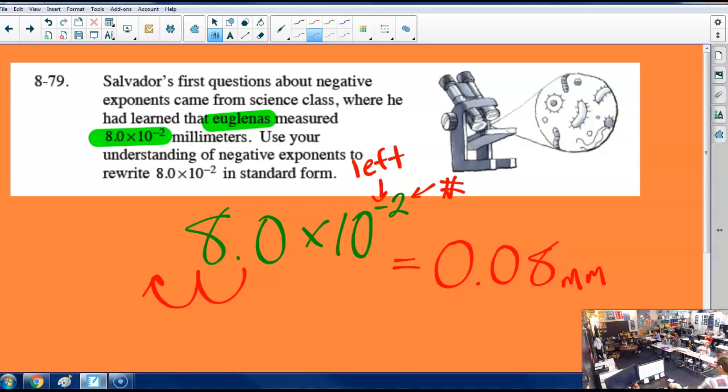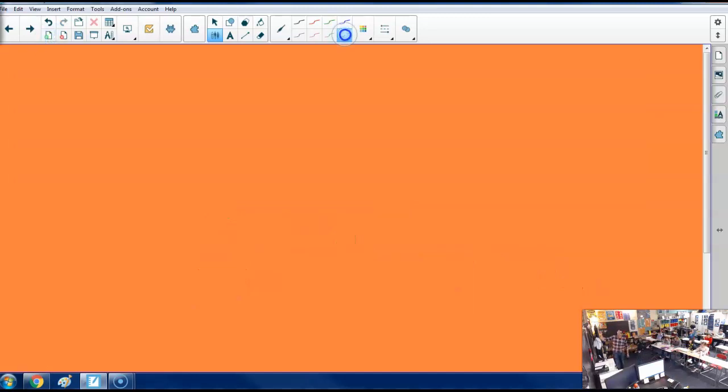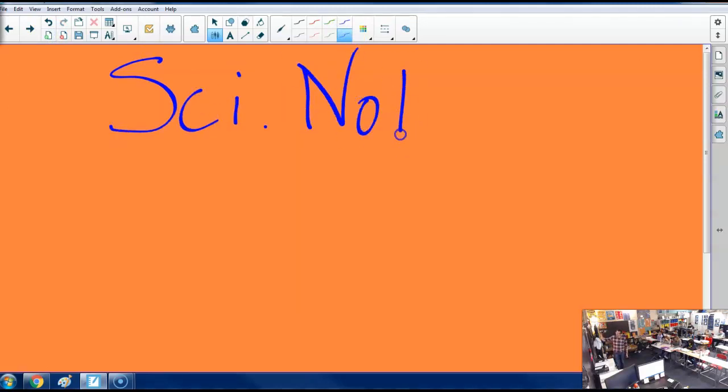So, this is the difference between scientific notation and standard form. Standard form means write it as a decimal, without times 10 to the power. When they say put it in scientific notation, here's the trick that I forget if we've talked about, that I'd like you to write down. Scientific notation, and you can abbreviate it.